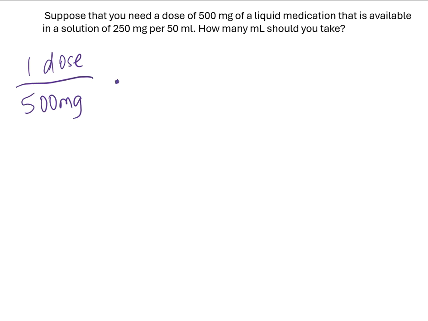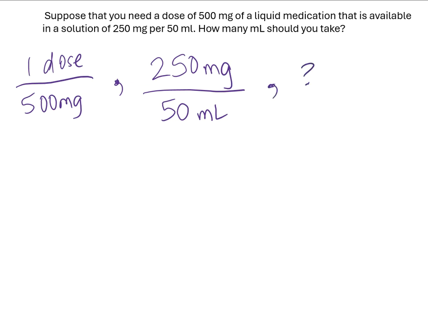It also told us that it was available in a solution of 250 milligrams per 50 milliliters. And so when you're reading the number, it tells you how to separate it. 250 milligrams, that means that those two things go together. Per tells me how to separate or divide my fraction, and then 50 milliliters goes together. Then the question is, how many milliliters should you take?